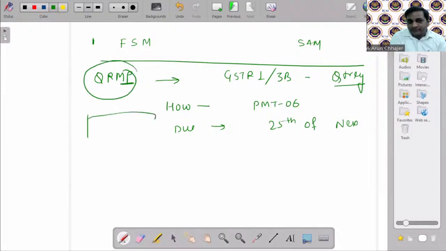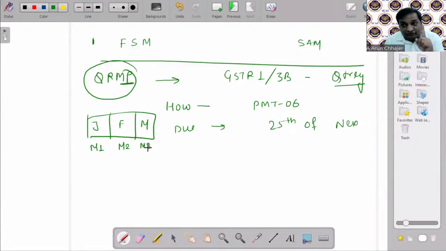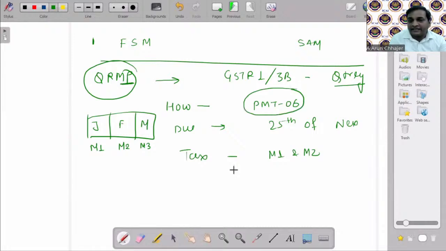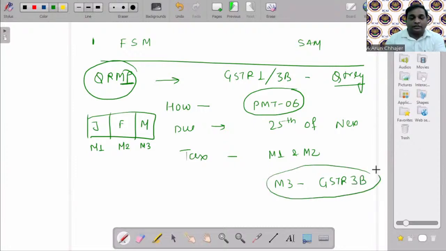For a quarter, there are 3 months, correct? Let's say January, February, March. This is month 1, this is month 2, and this is month 3. Like we have discussed, IFF is applicable for month 1 and month 2. In the same pattern, the taxes would be paid for month 1 and month 2 by this mechanism. For month 3, because we are filing the GSTR 3B, whatever tax is due, we will pay through 3B only. We are paying the taxes through PMT 06.